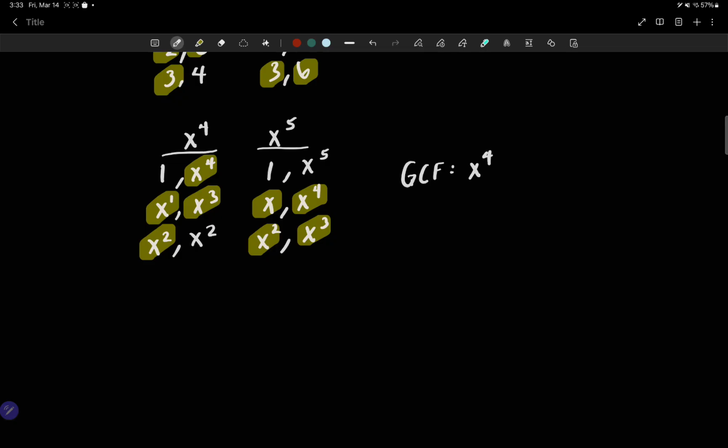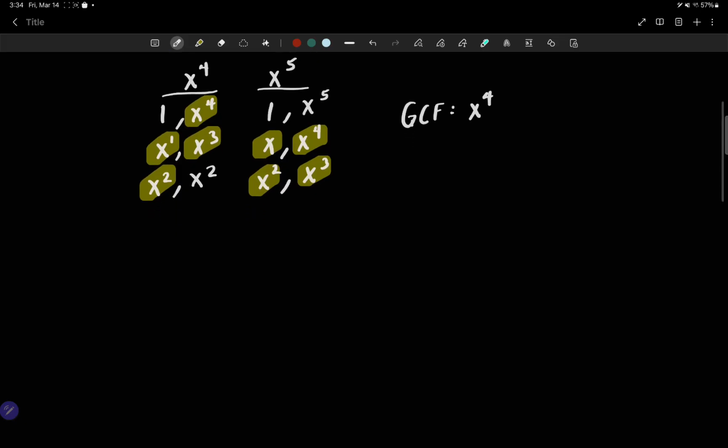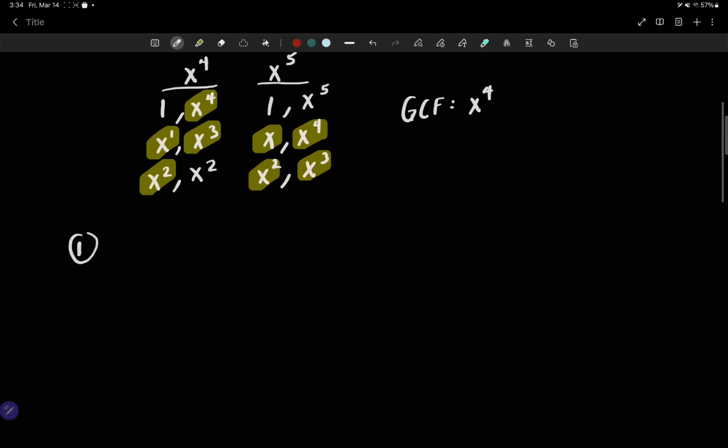Now, we're going to tie these two ideas together with some examples that we'll work through. So the first example, we'll start simple. Let's just say we have 6x plus 12.